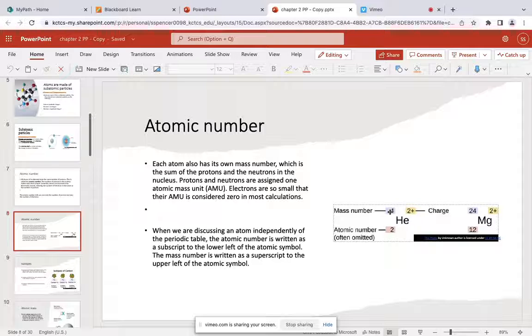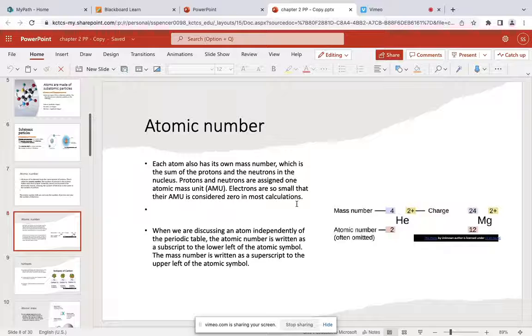So what makes up the difference in this mass number? It's the number of neutrons that are located there. When we were discussing an atom independently of the periodic table, the atomic number is written, like we said, to the lower left. Atomic mass number is written to the top left. Really just the important thing to know about this slide is knowing that the protons and the neutrons, again, are in the nucleus, and realizing that the protons and the neutrons make up the atomic mass unit.